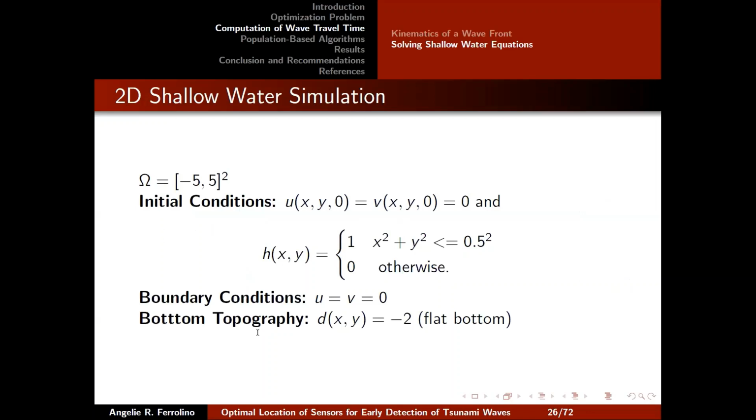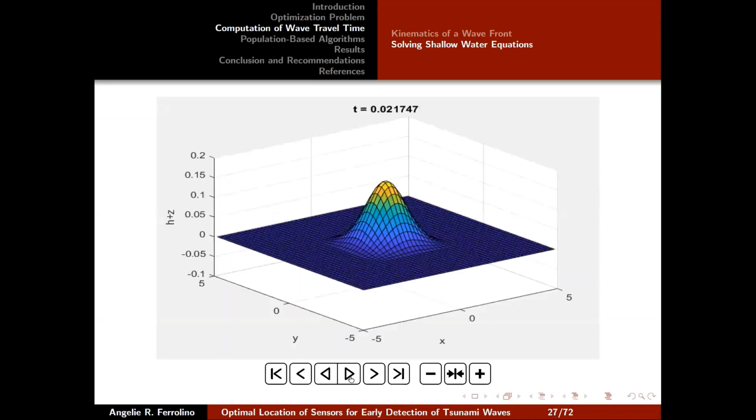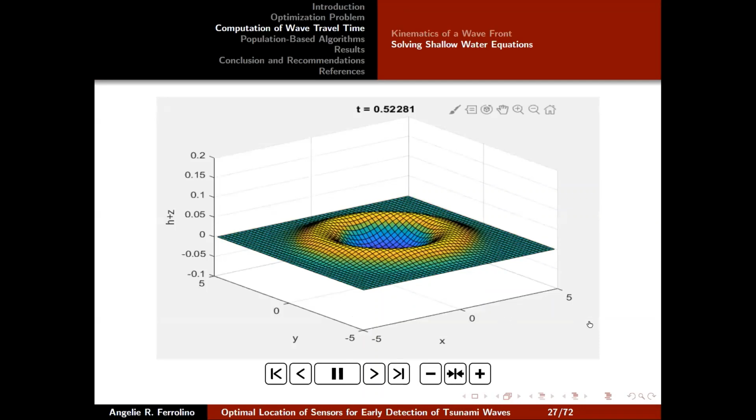Here is an example simulation of the 2D shallow water equations. We define our domain to be in the interval [-5, 5] squared, and we have these initial conditions. The velocities are equal to 0 and h is equal to such. This signifies a single hump of water. We also have 0 velocities at the boundary conditions. Also, we assume a flat bottom topography, so d(x,y) is equal to some constant value. If we have this single hump of water, this is how it will propagate over water with a constant depth.